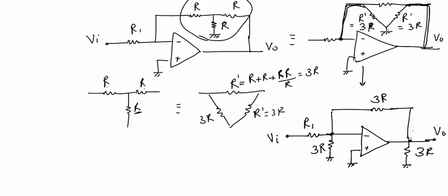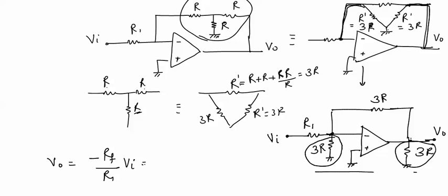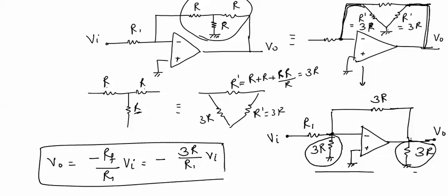Now in the two previous examples, we have already shown that in an inverting amplifier this resistance has no significance, and also this load resistance has no significance. So this circuit will be a simple inverting amplifier whose output V0 is equal to minus RF upon R1 into VI, which will be equal to minus 3R upon R1 into VI. So this will be the final output of this circuit.